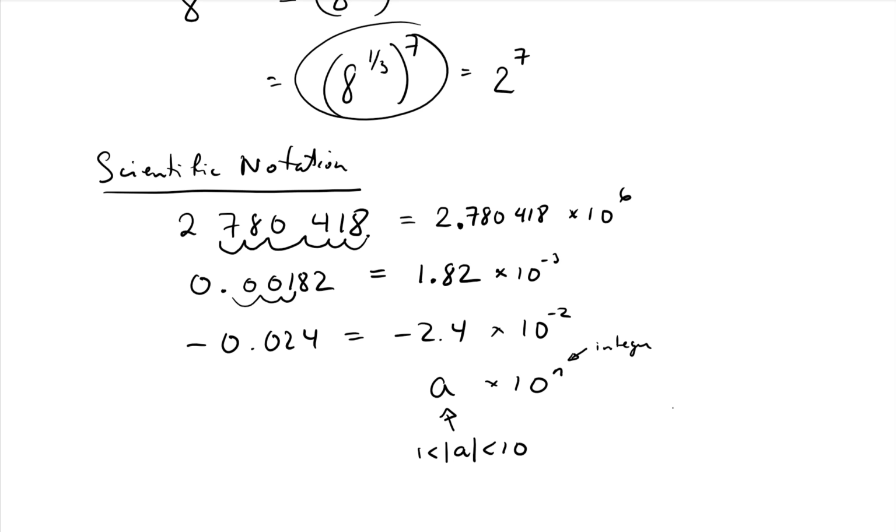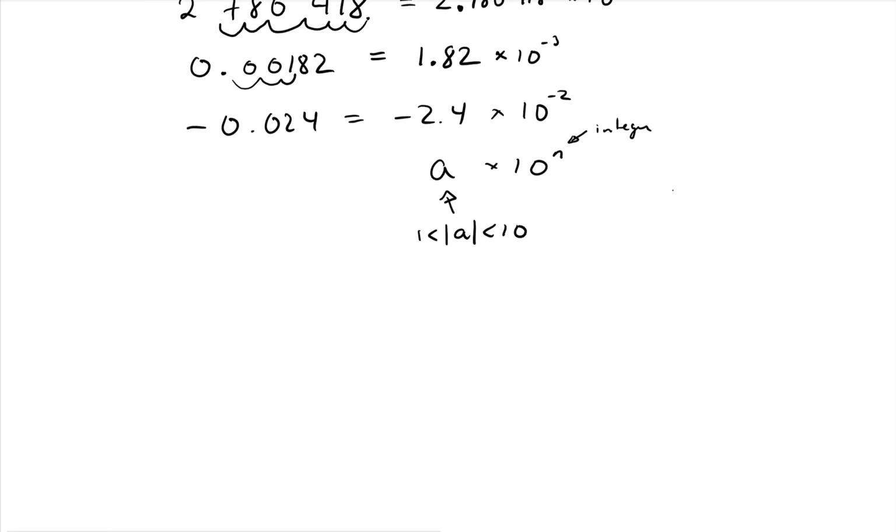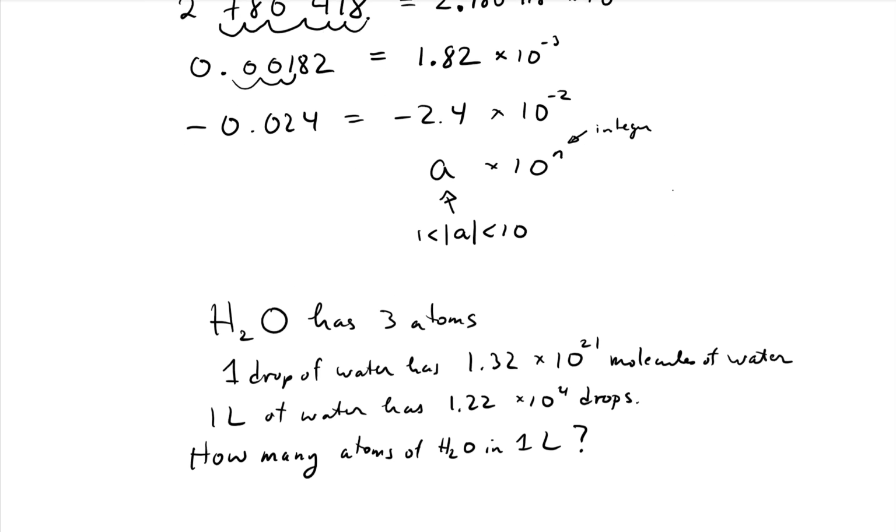Okay, so it's very practical, this scientific notation, if you're working with large numbers, or large and small at the same time, especially in physics and chemistry. You've got these very big numbers to work with. So for instance, you've got H2O water that has 3 atoms, 2 hydrogen, 1 oxygen. A drop of water has actually 1.32 times 10 to the 21 molecules of water. That's a lot. 1 liter of water has 1.22 times 10 to the 4 drops.